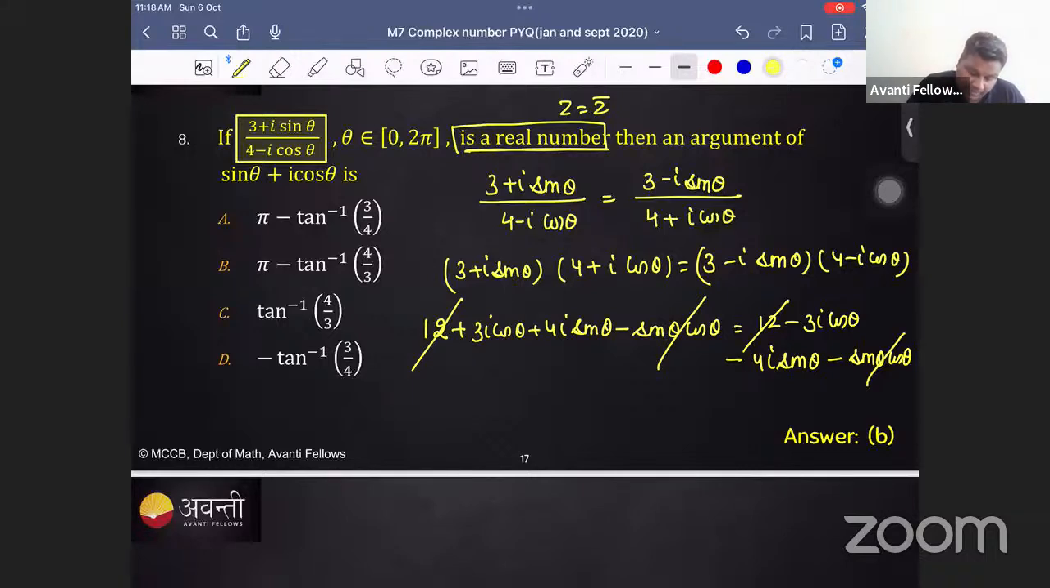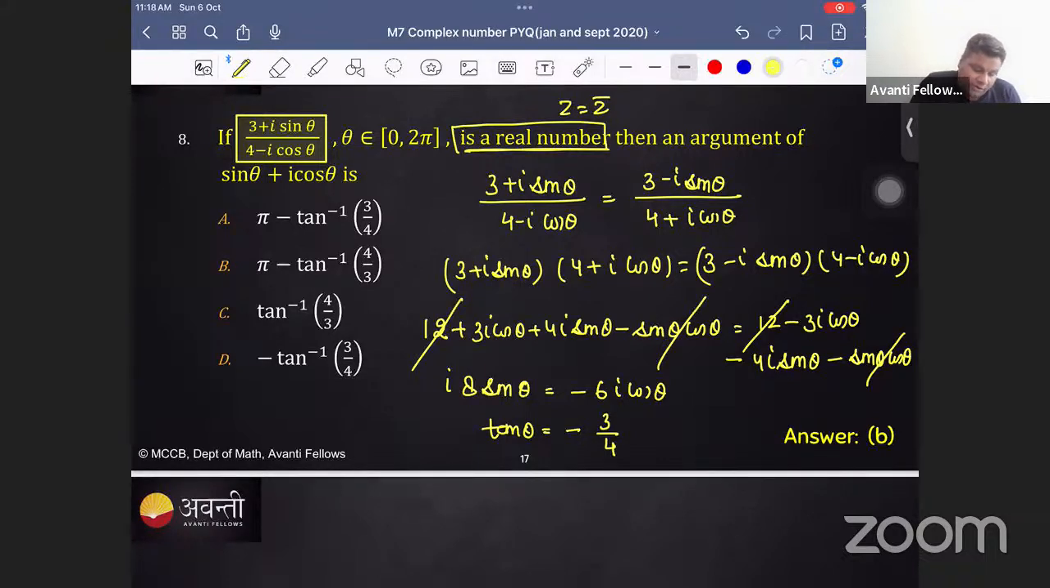So what I'm left with is 8i sin θ is minus 6i cos θ. Am I correct? So it will be like tan θ is minus of 3 by 4. Tan θ is minus of 3 by 4.